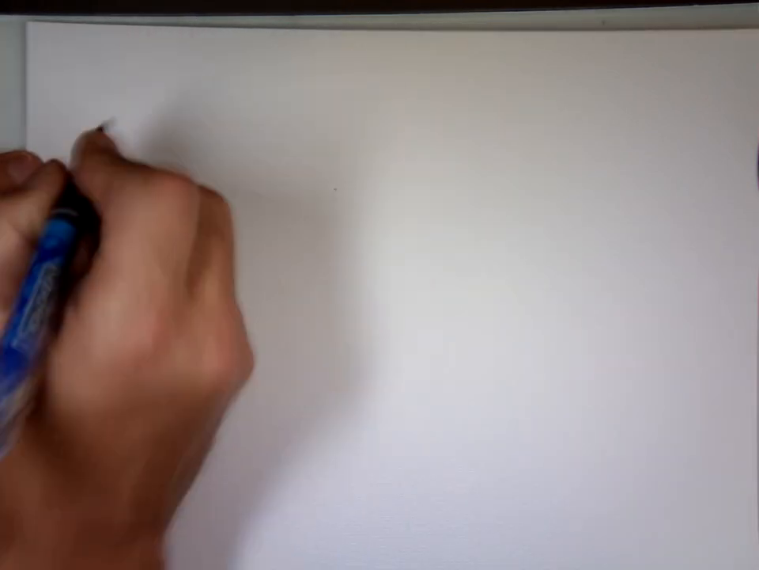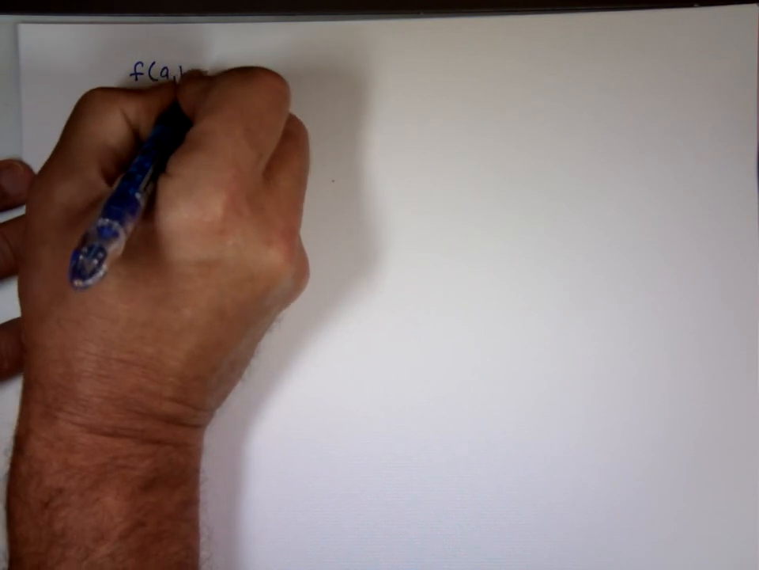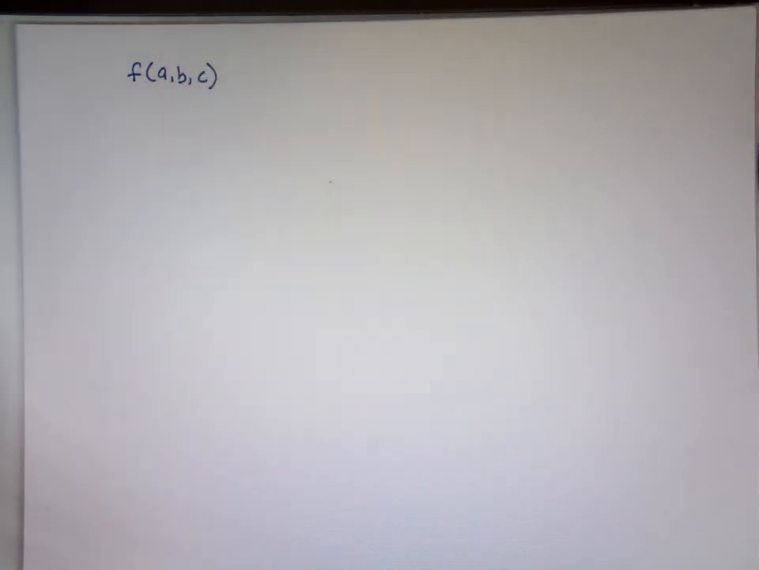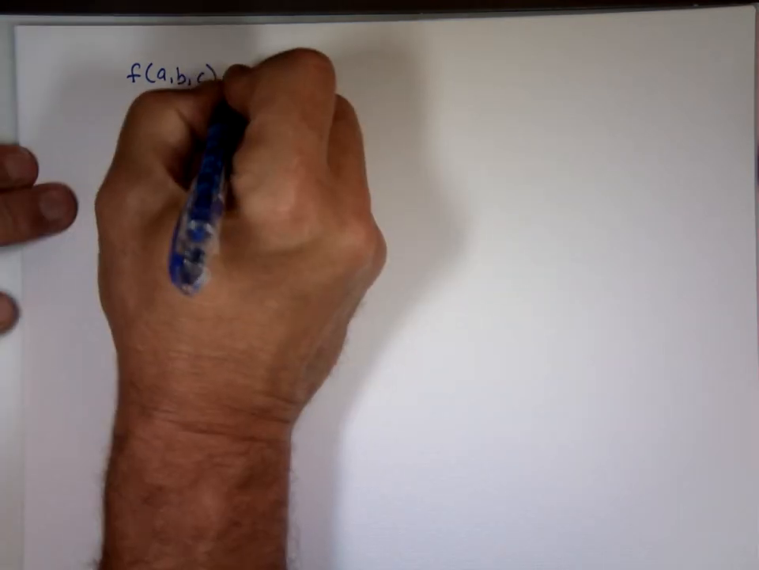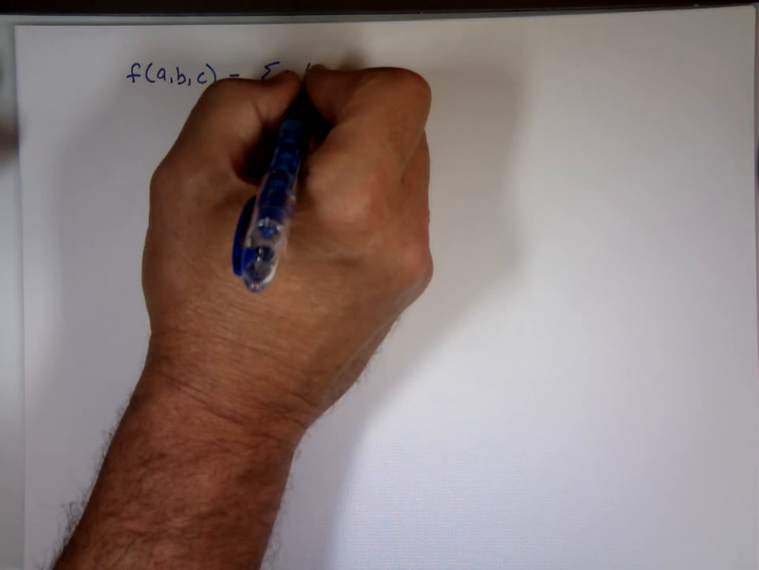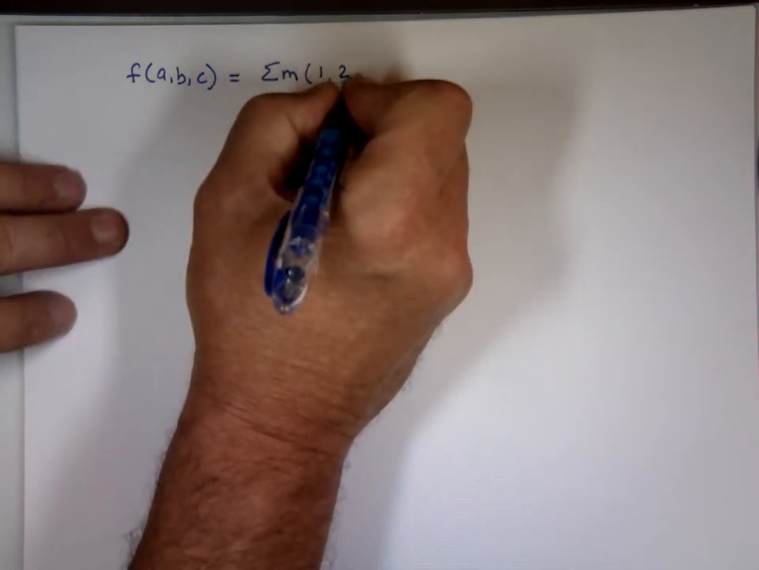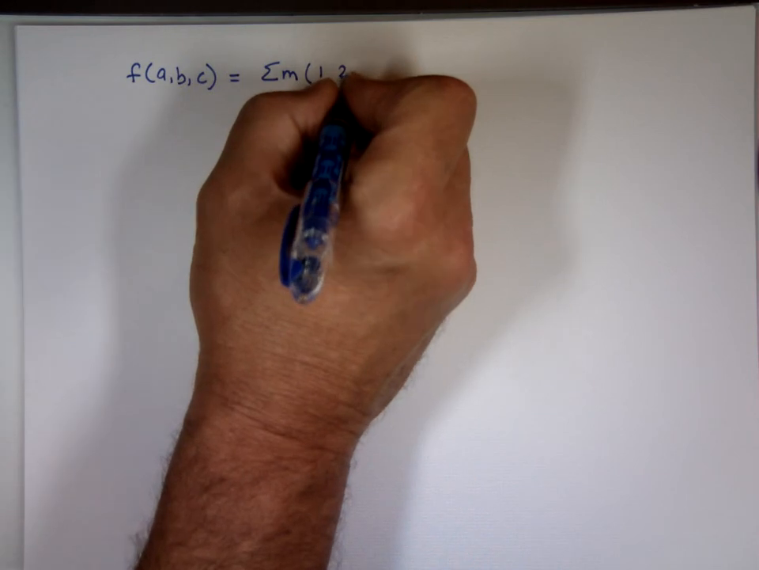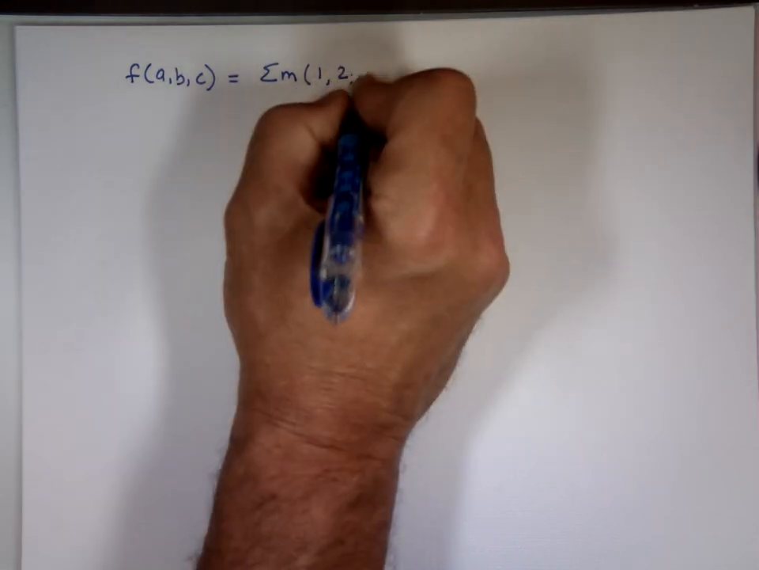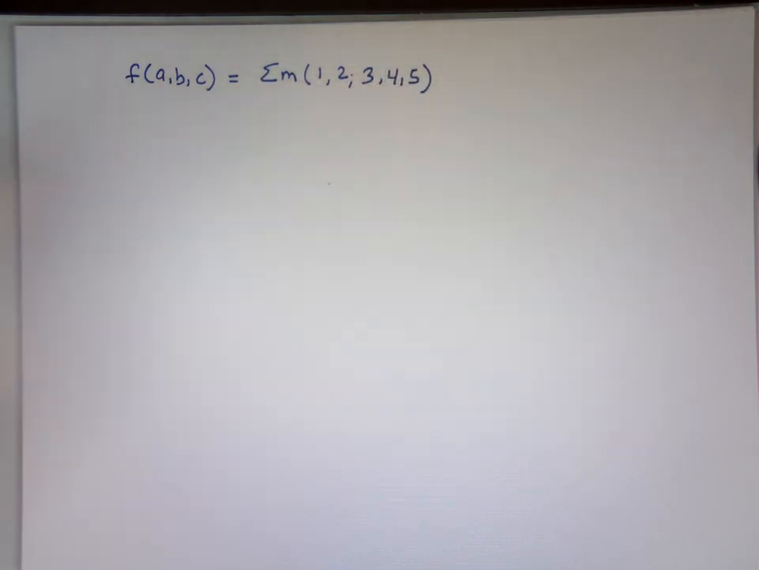F of A, comma, B, comma, C. That tells me I'm using 3 variables. It is the summation of minterms of 1, 2, 3, 4, and 5. They're going to give you a problem like this and ask you to simplify.